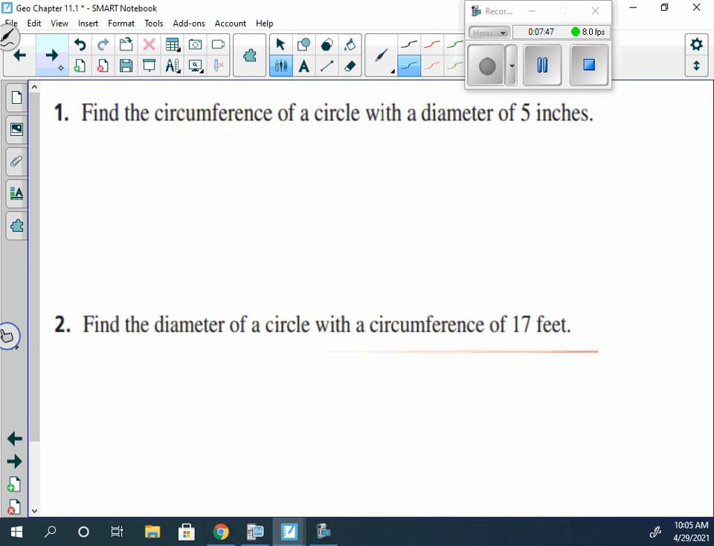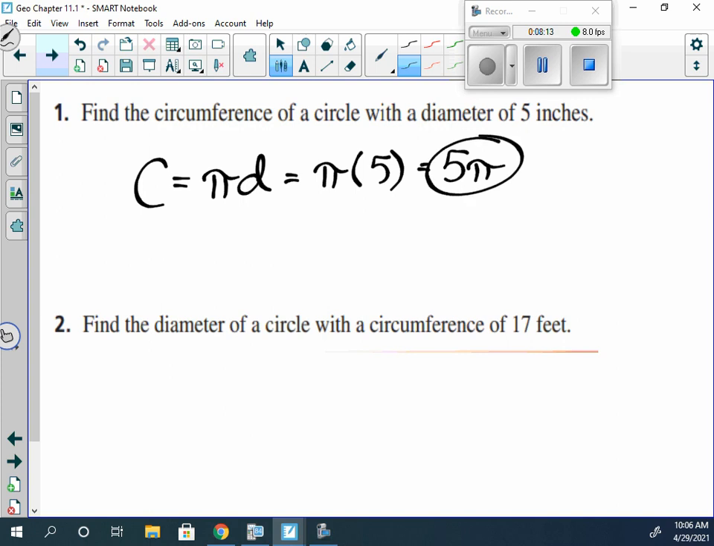If we want to find the circumference of a circle with a diameter of 5 inches, we can really use C is equal to pi times the diameter. Now the diameter of the circle is what? 5. So the circumference would be 5 pi. And that's it.